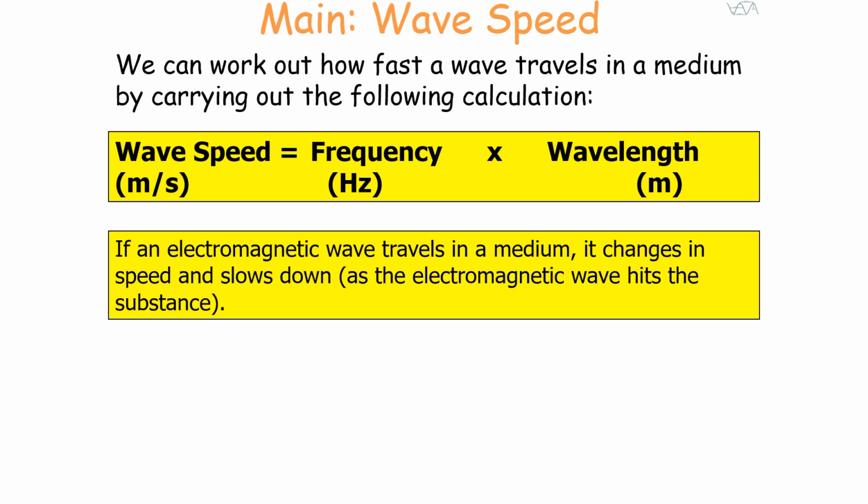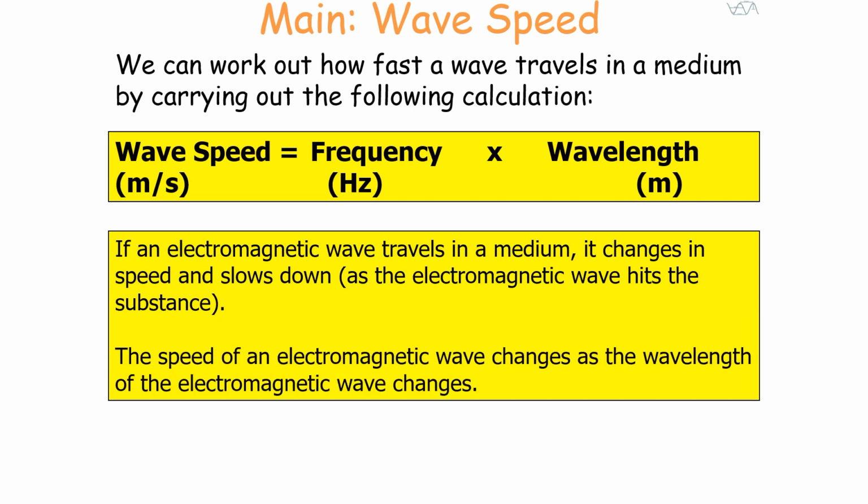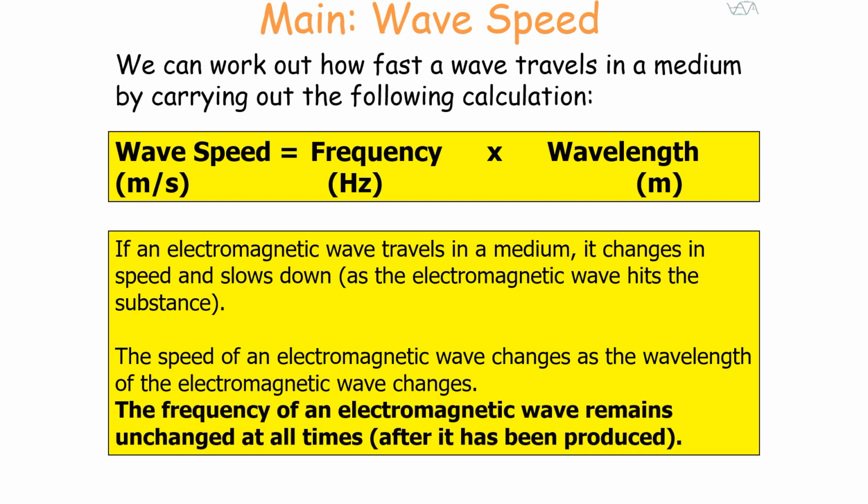Now if an electromagnetic wave travels in a medium, it will change speed and slow down, as the electromagnetic wave is now hitting a substance. But the speed of an electromagnetic wave changes as the wavelength of the wave changes, because the frequency of the electromagnetic wave remains unchanged at all times after it has been produced.